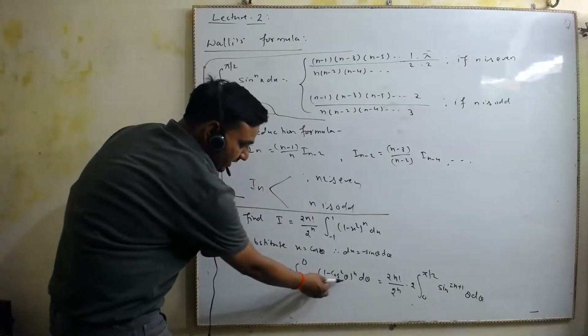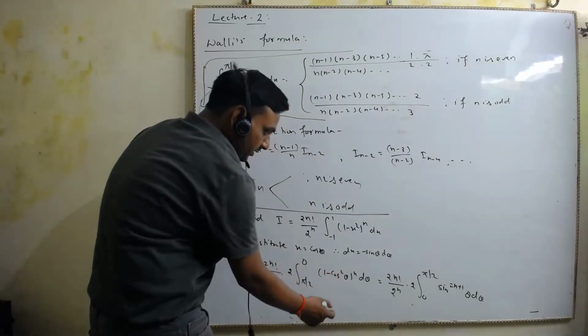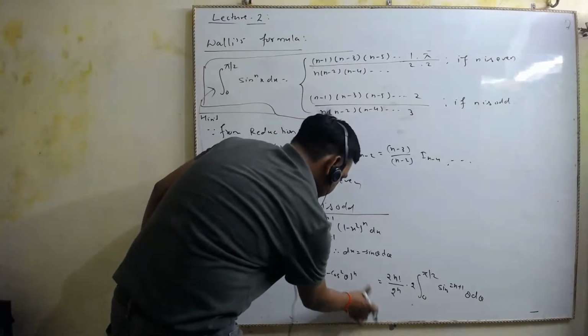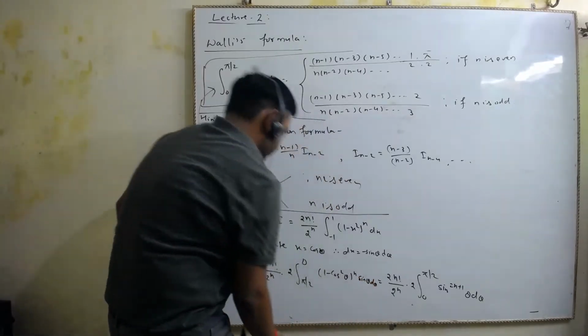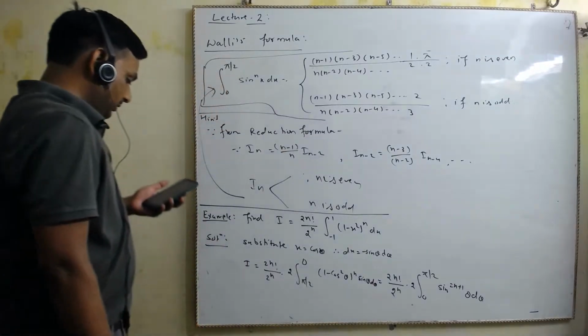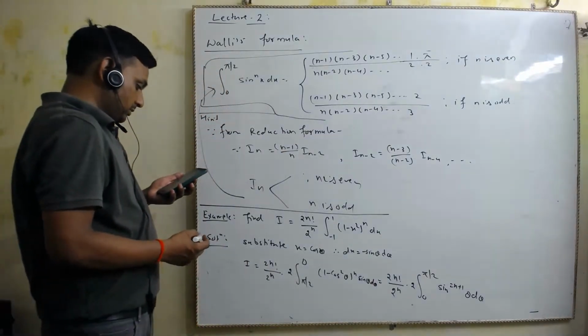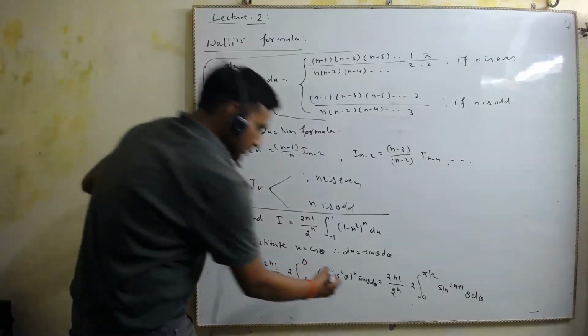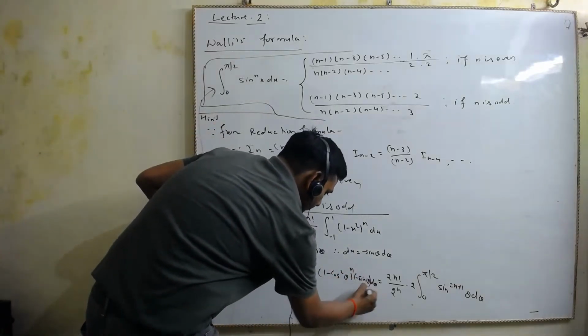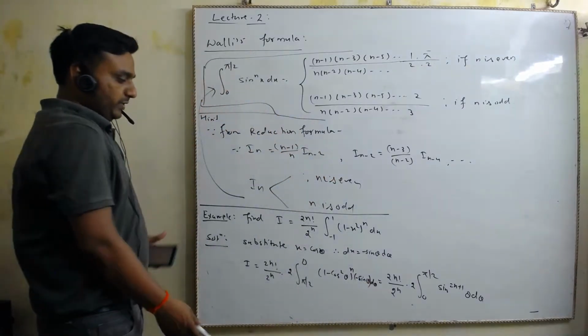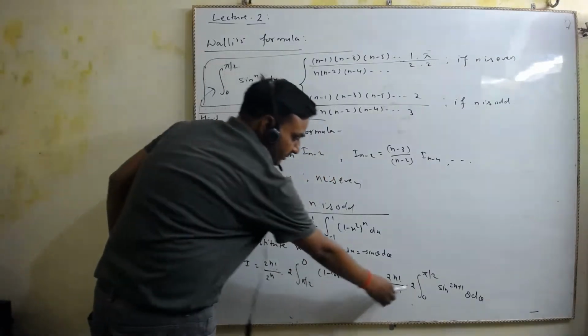Sine square theta, that is 2n plus 1, that is sine theta d theta, right? So when you change the limit, this minus will be managed here.